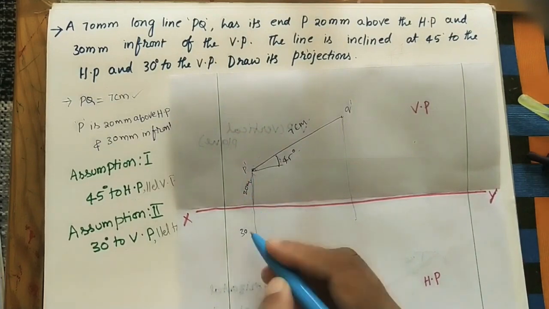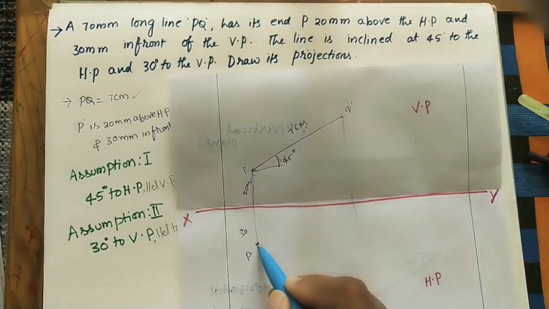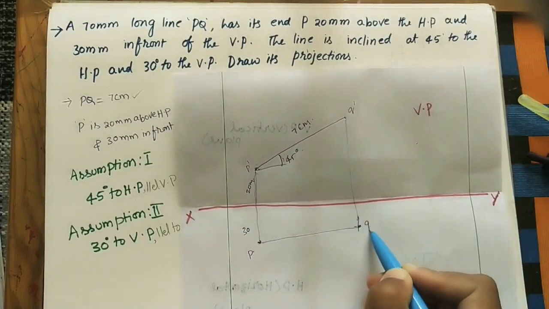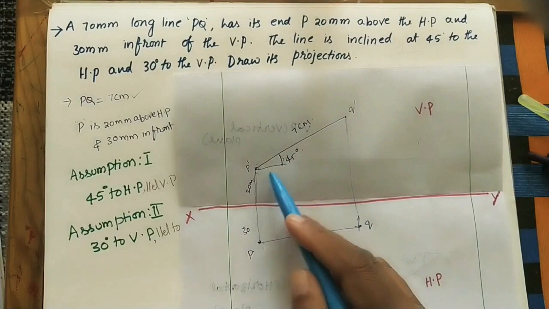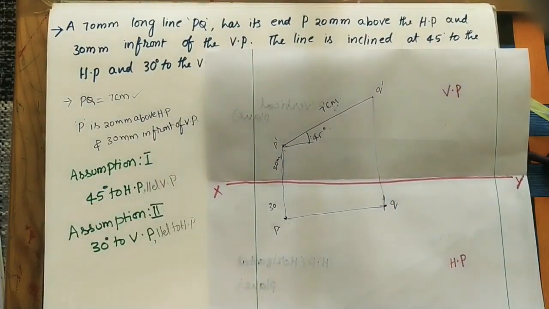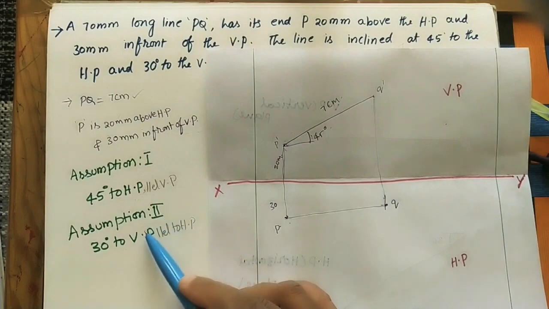For the top view we give small p, small q like that. It is looking like a horizontal line. Extend this projector line. This pq length is less than the true length. So this is the first assumption. Now we have to take the second assumption.